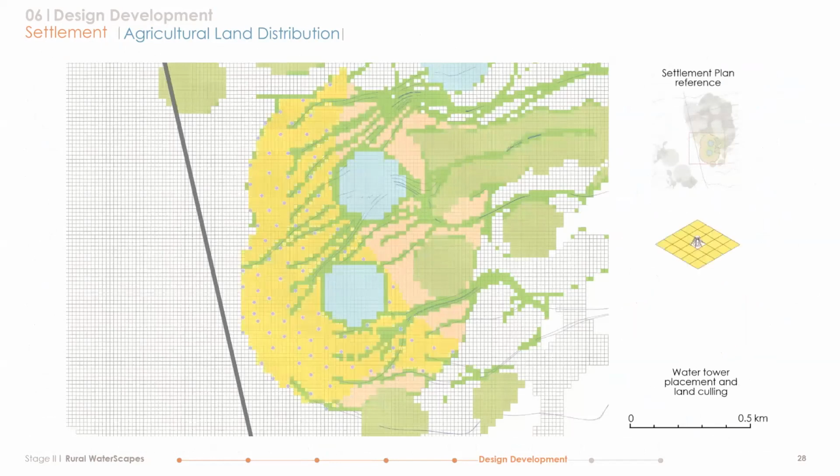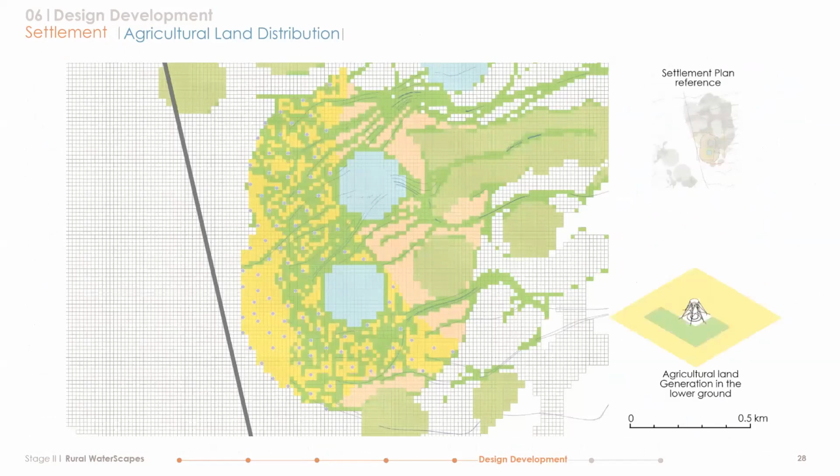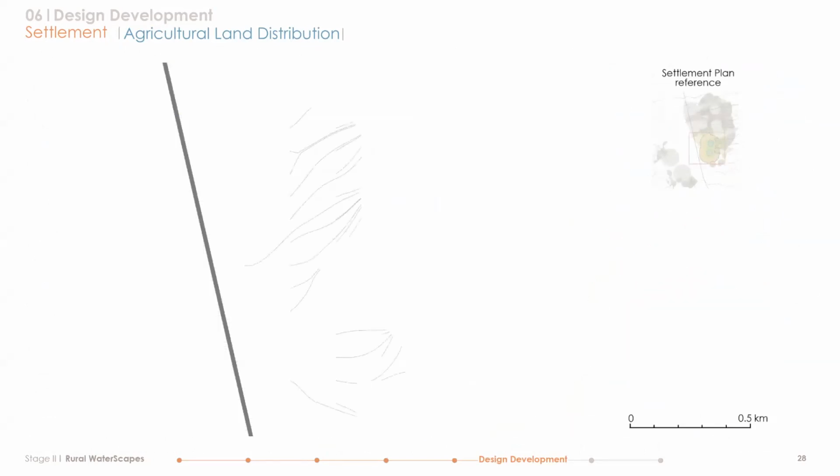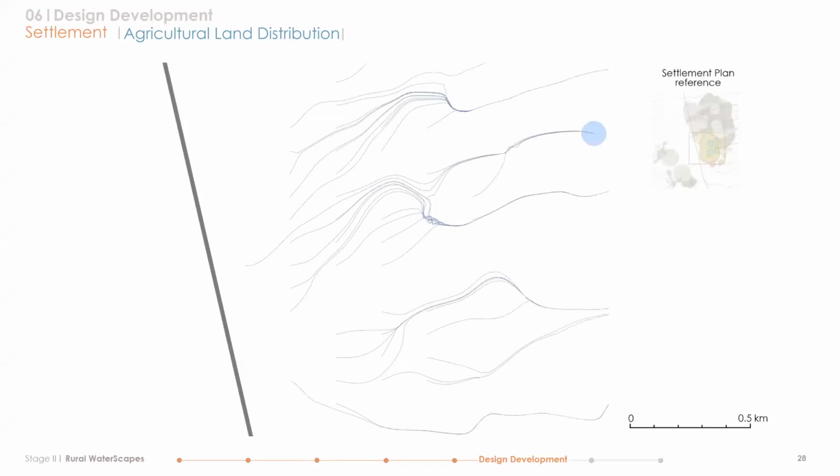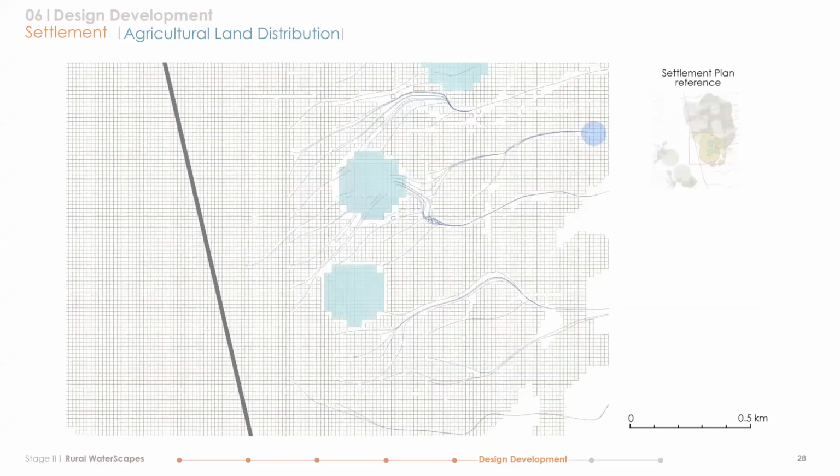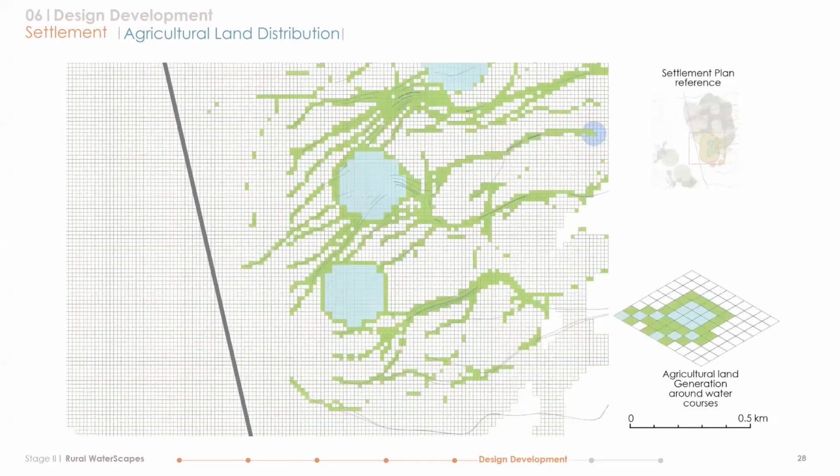And at this moment now, they started to explore how the housing area is going to be allocated, how the towers are going to be allocated within the housing area, and its relation to the catchment ponds and the agricultural land.